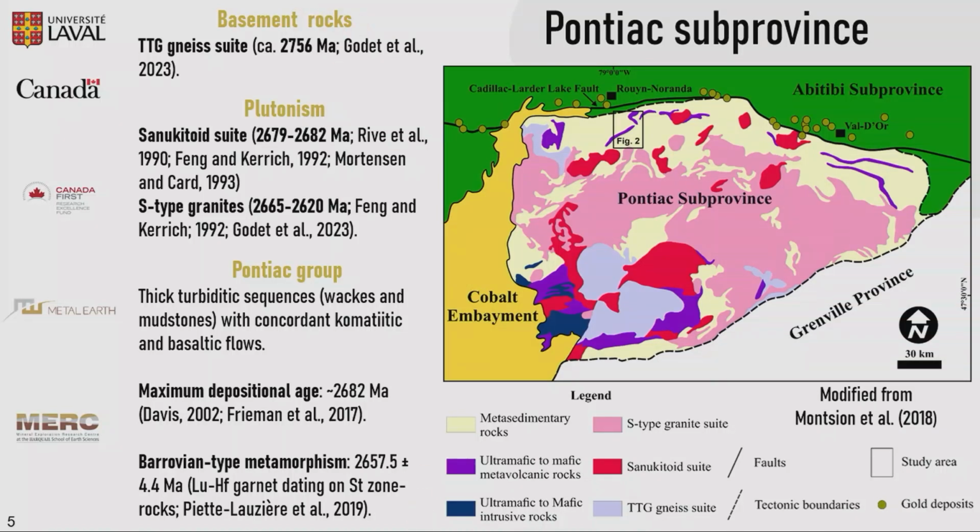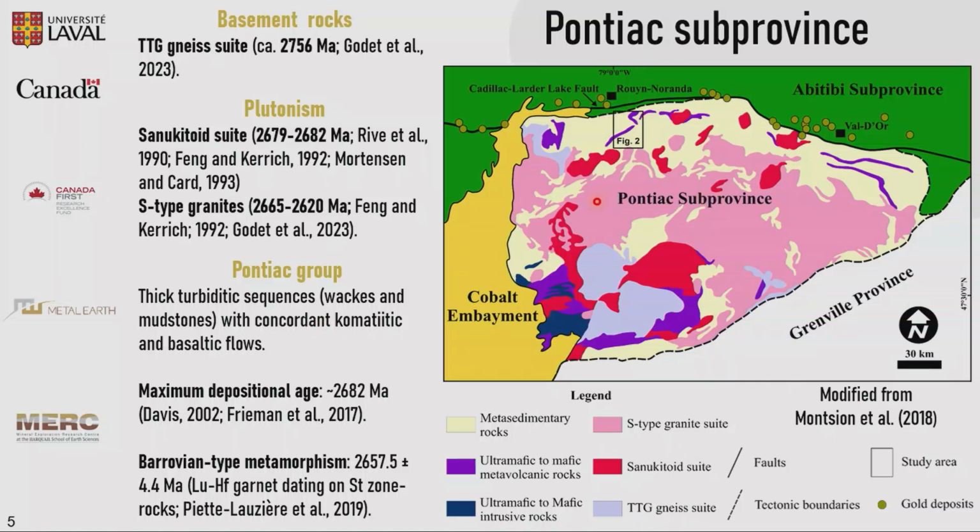Just to give you a little bit of context, here we have the Pontiac subprovince. It's mainly represented by basement rocks, the TTG gneiss suite in the west part and the south part, sanukitoid suite and S-type granites in the central portion. The Pontiac Group mainly occurs in the north part of the area. We have a thick turbiditic sequence with concordant komatiitic and basaltic flows in the area.